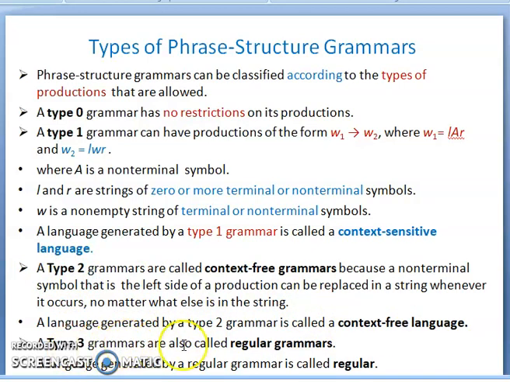And type 3 grammar is also called regular grammar. A language generated by a regular grammar is called regular language. These are the four types of phase structure grammars: type 0, type 1, type 2, type 3. Type 1 is context sensitive, type 2 is context free, and type 3 is regular grammar.